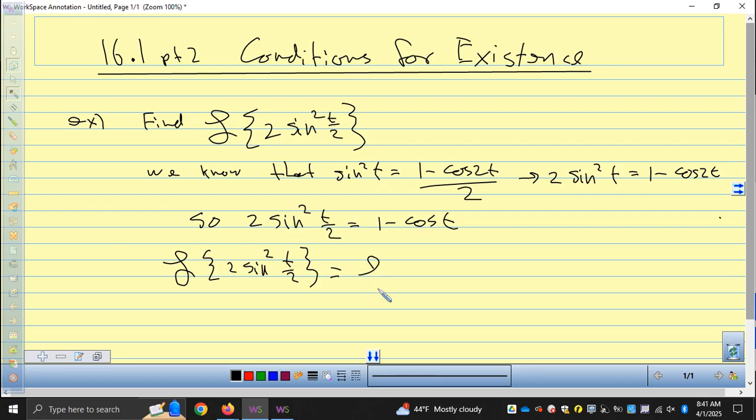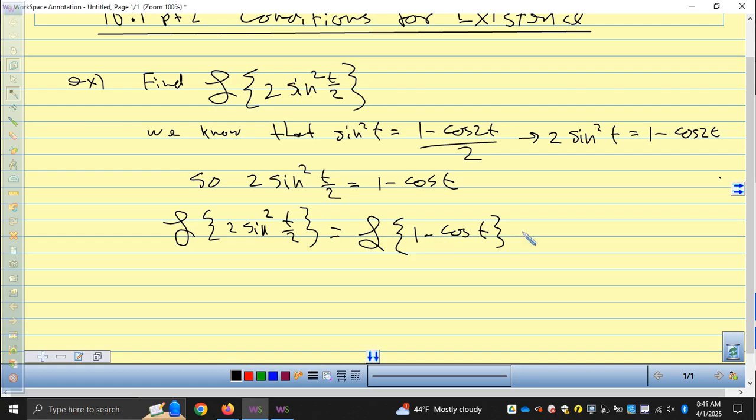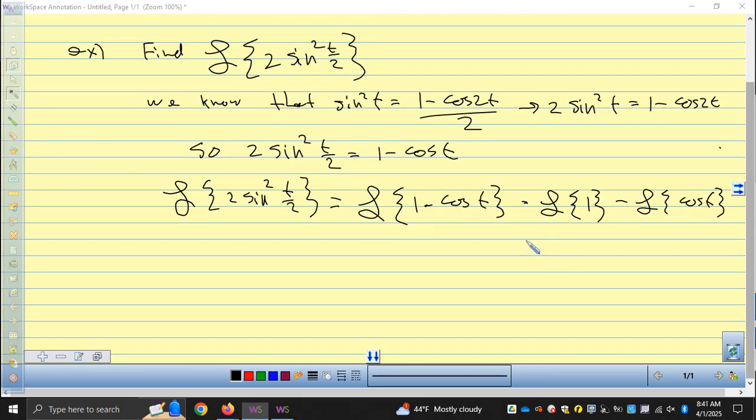So we can say that the Laplace transform of 2 sine squared of t over 2 equals the Laplace transform of 1 minus cosine t. That's right, 2? Yes, 2, yes. I just thought I'd left out a 2. And the Laplace transform is linear. So this is the Laplace transform of 1 minus the transform of cosine t, and we can look those up, and we get 1 over s minus s over s squared plus 1.